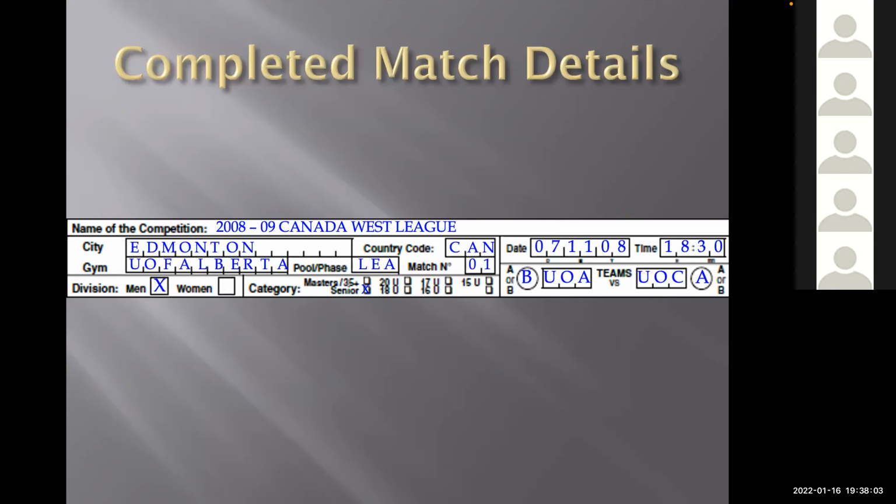So this is what it looks like when it's all completed. And like I said, the pool or phase and match number may be blank, but the rest of it should be all filled in before the game starts.